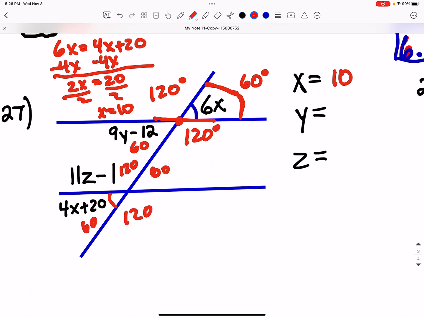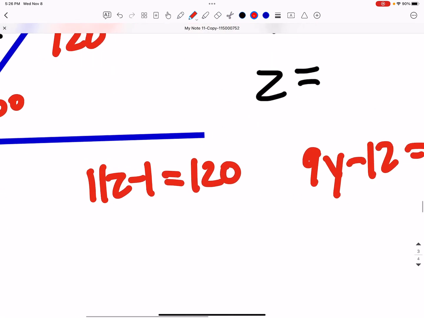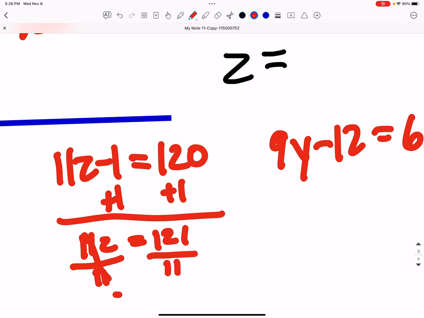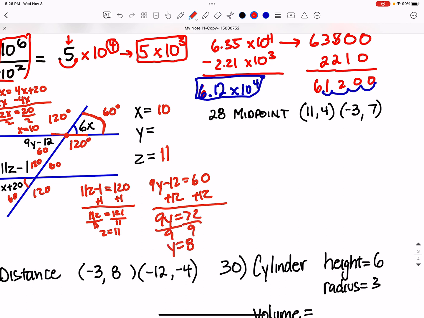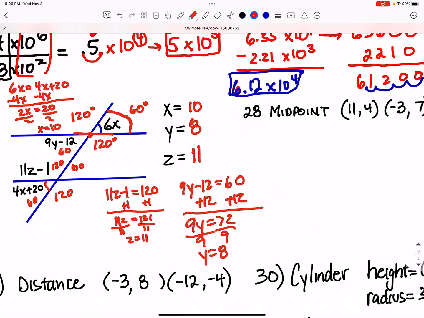So that means 11z minus 1 is 120. And also 9y minus 12 is 60 degrees. So let's just figure these out. Plus 1, 11z equals 121. Divide by 11. Z equals 11. Okay, and over here, let's add 12. 9y equals 72, divided by 9. Y equals 8. So these weren't the degrees of the angle. Those were just the little things that help you figure out 120 degrees and 60 degrees. All right, hopefully that made sense.